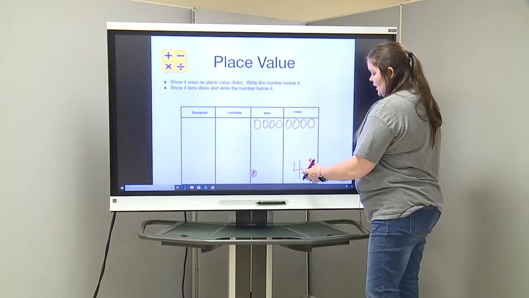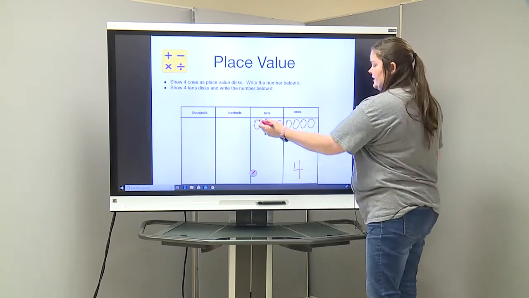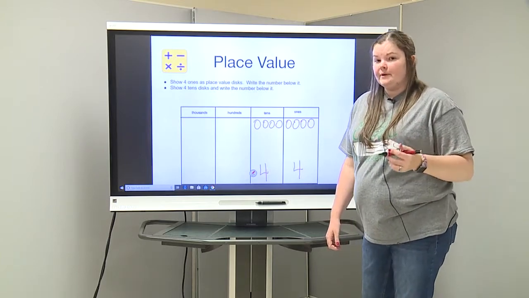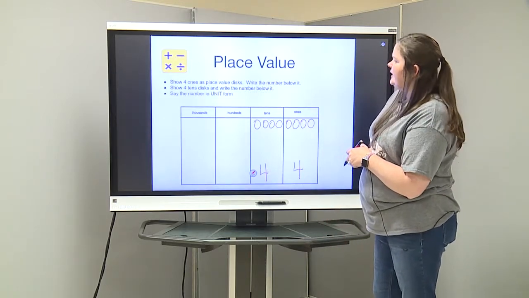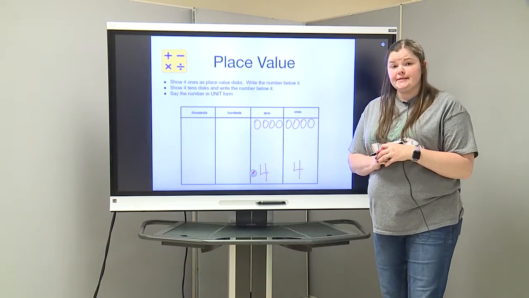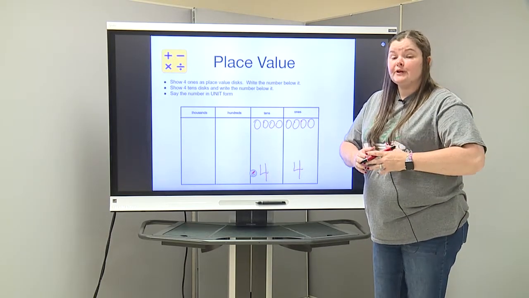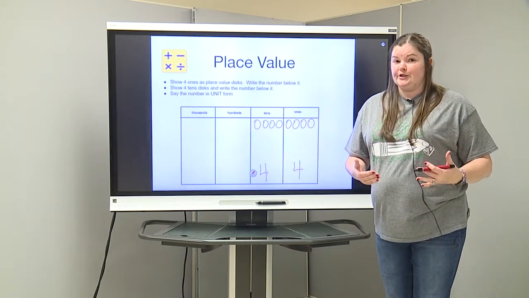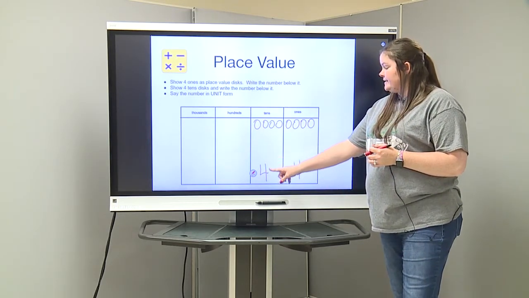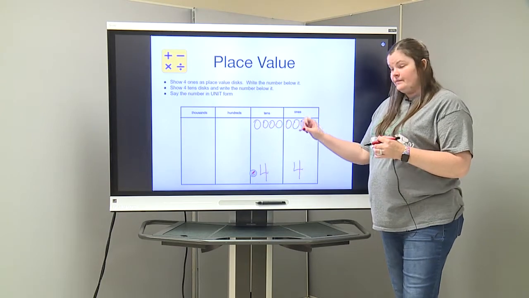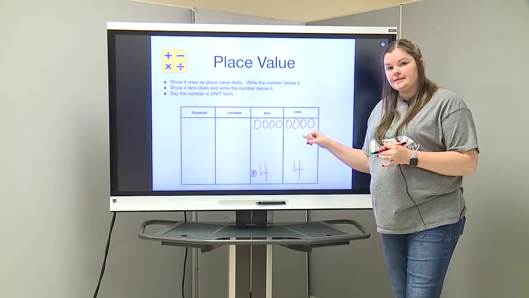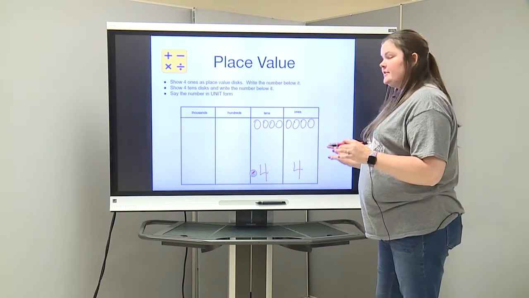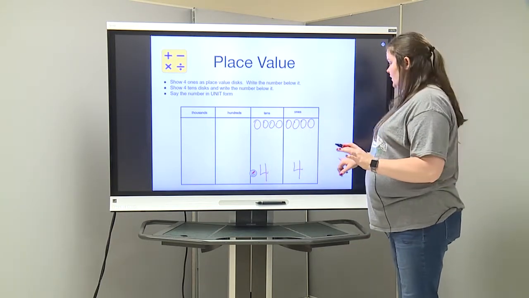So I have 4 ones, so I represented that with the 4. And I also have 4 tens, so that's also the digit 4. Now, it says to say the number in unit form. Now, if you remember from 3rd grade, unit form means we're using those place value words. For example, I would say I have 4 tens and 4 ones. So 4 tens and 4 ones. Again, just using those place value words.